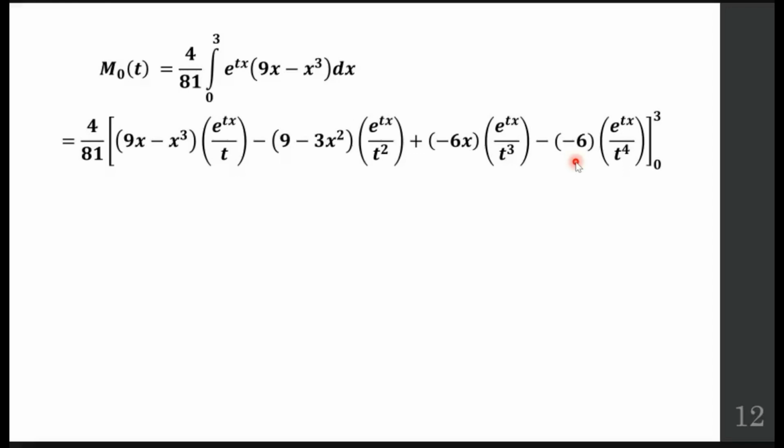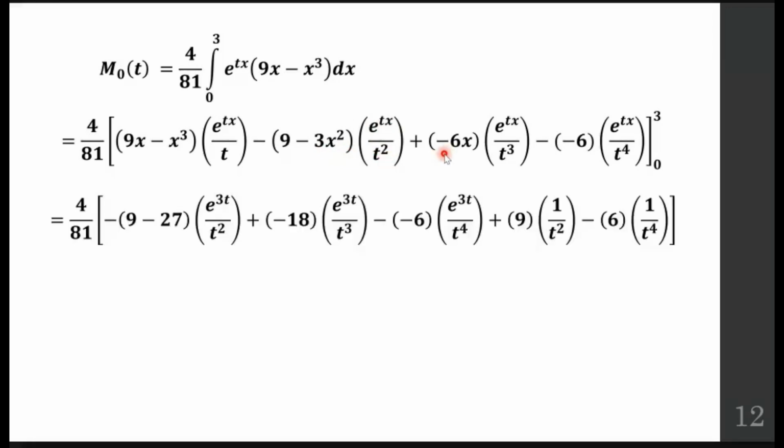Apply the upper limit and the lower limit. When we apply x is equal to 3, we will have 9 into 3, which is 27, minus 3 cube, which is also 27. First term becomes 0. In the second term, if we put 3 instead of x, 9 minus 27 into e raised to 3t upon t square. Then the fourth term will become 6 into 3, which is minus 18, e raised to 3t upon t cube.